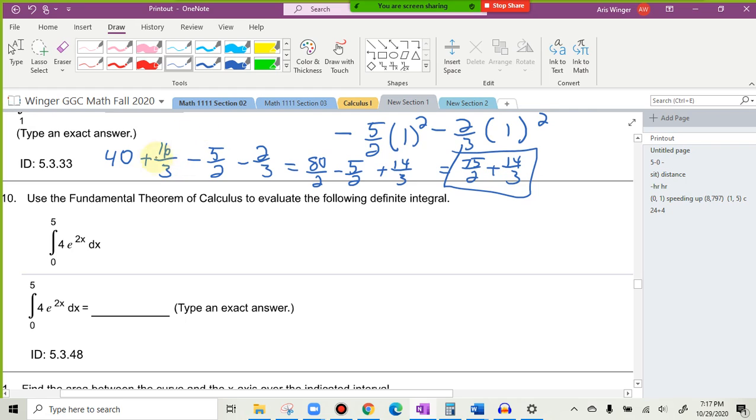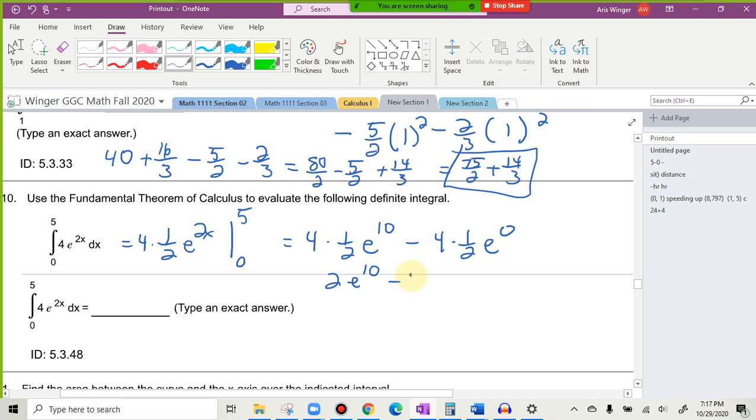Fundamental theorem of calculus, antiderivative of e to the 2x is 1/2 e to the 2x, and we'll keep the 4 here, 4 times 1/2 e to the 2x, evaluate it from 0 to 5. Plugging in the 5, 1/2 e to the 10 minus 4 times 1/2 e to the 0, 2e to the 10th minus 2 times 1, 2e to the 10th minus 2.